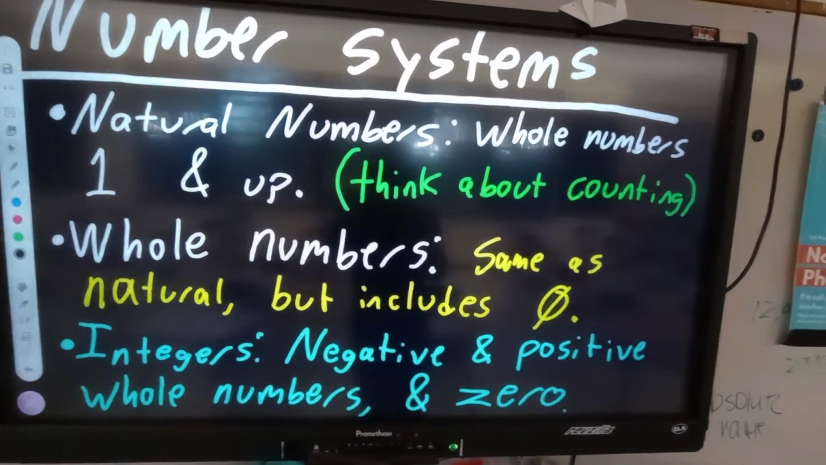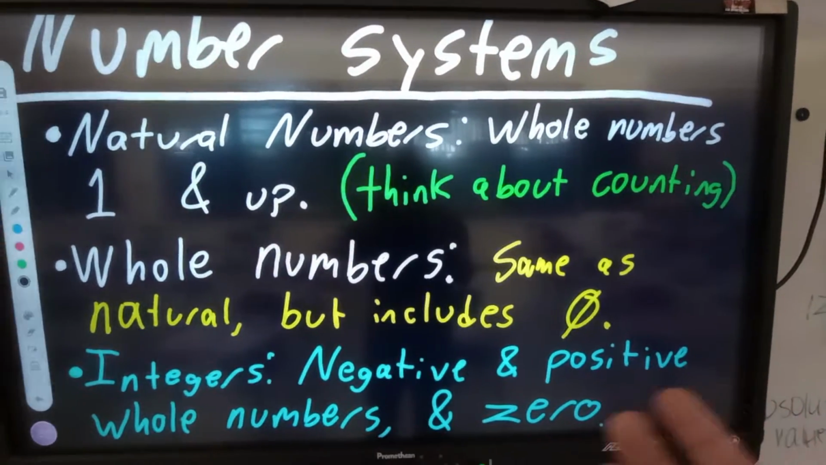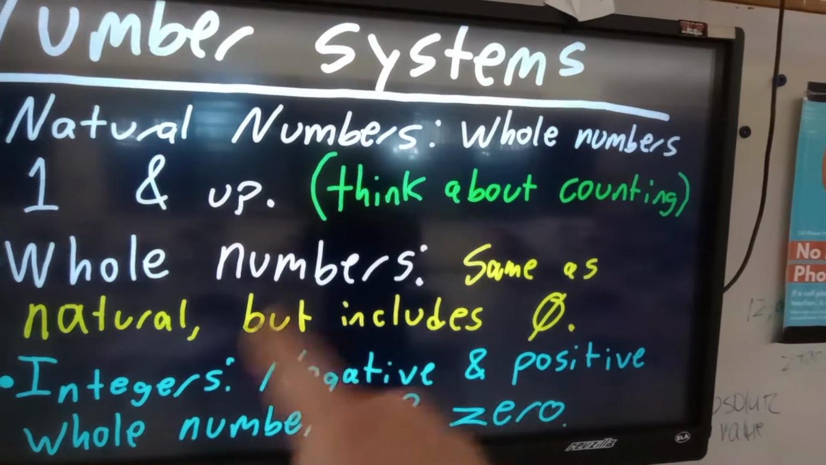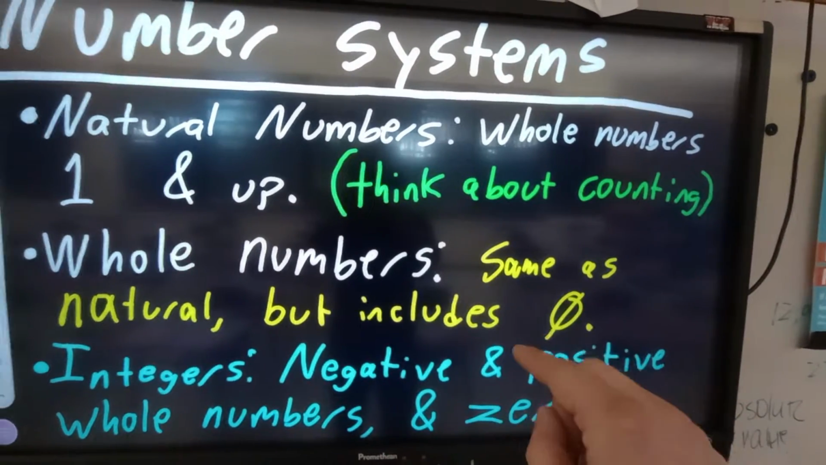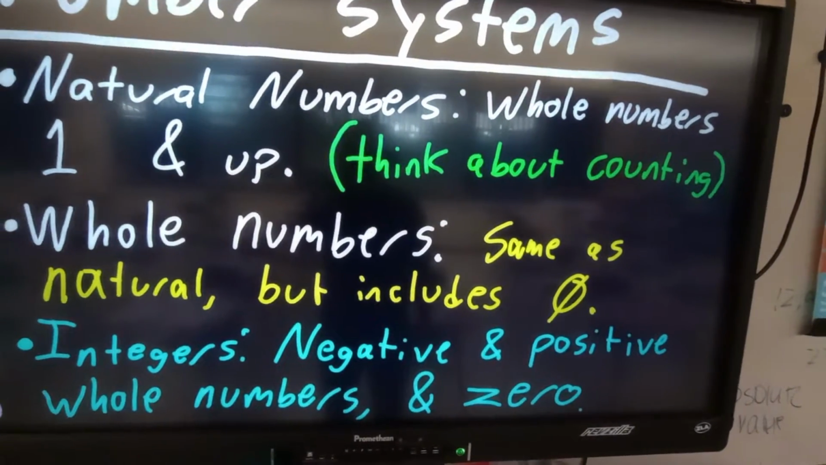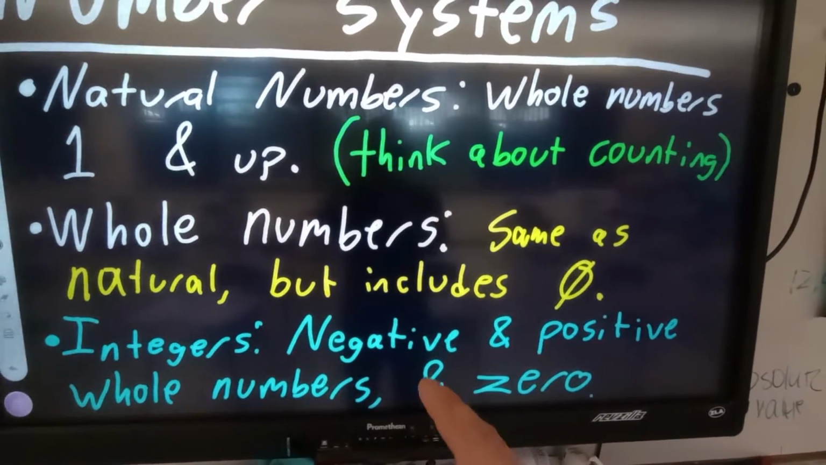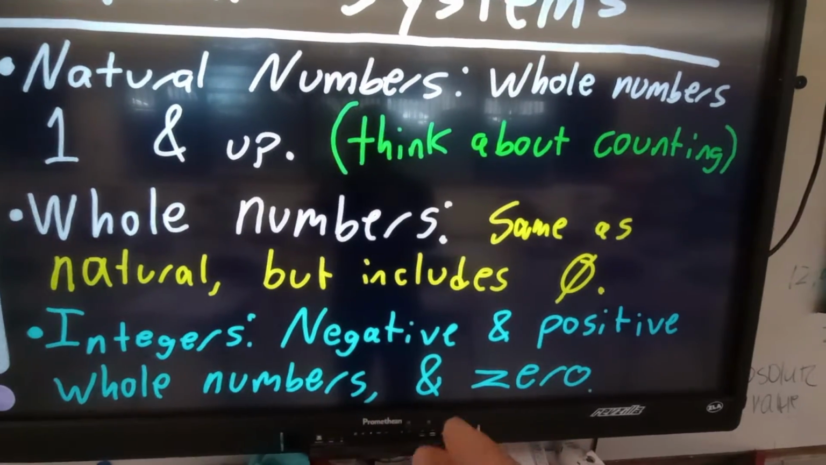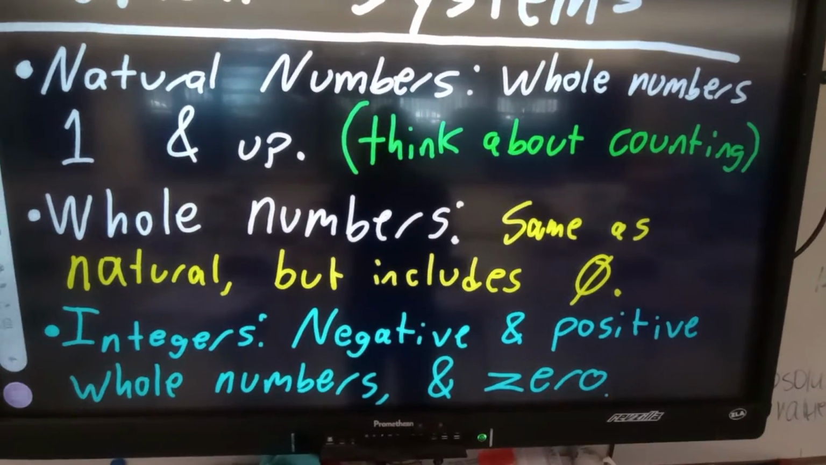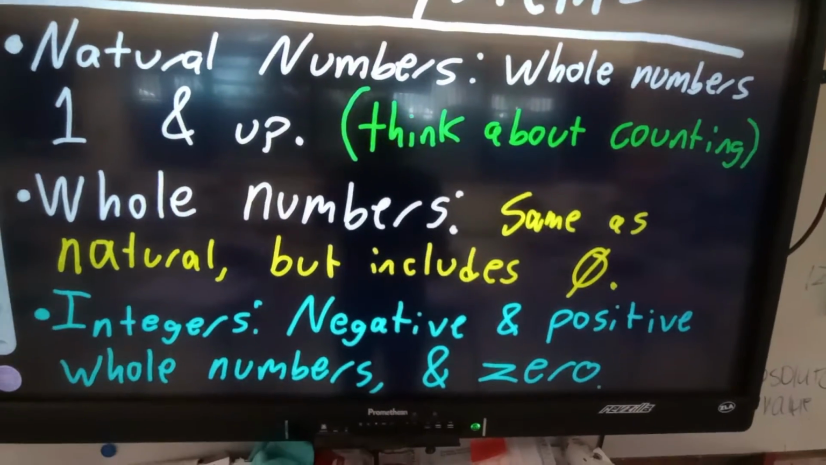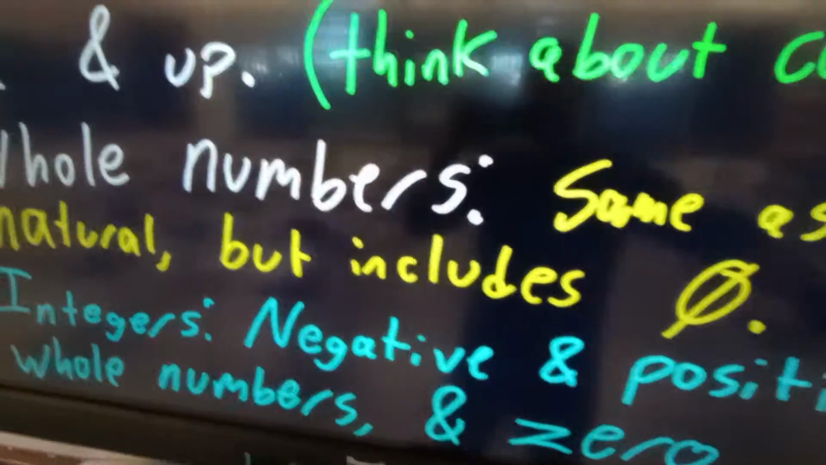If I'm counting students, for example, I'm not going to start at zero. I'm going to start at one for the first student. Whole numbers are exactly the same as natural numbers, but it includes zero. So whole numbers is zero, and then one, two, three, four, five, six, seven. Integers, these are negative and positive whole numbers and zero. So integers, these are negative one, negative two, negative five, plus one, two, three, and zero. So all those are integers.